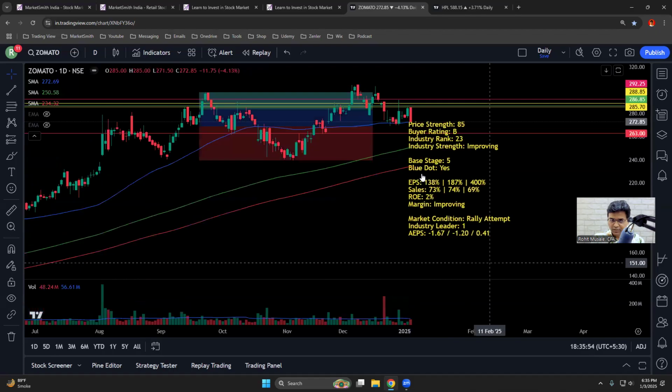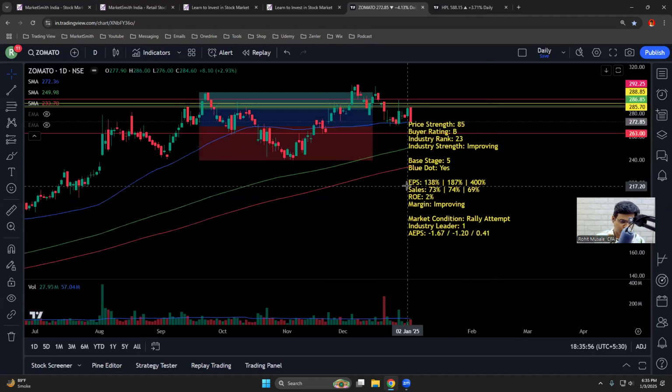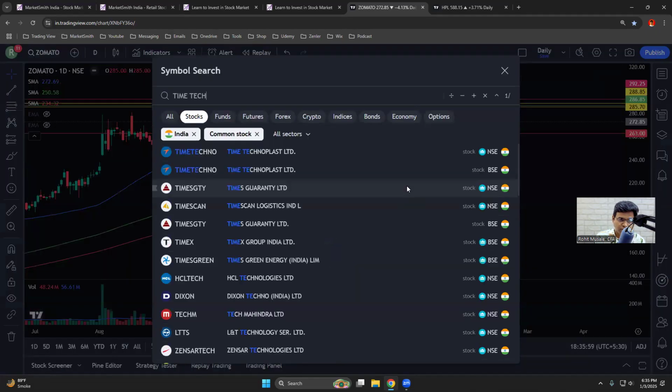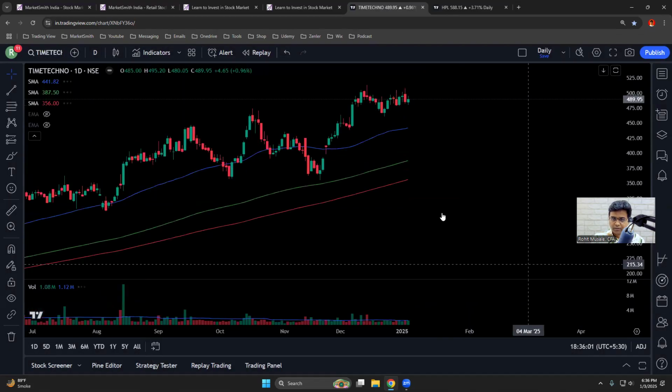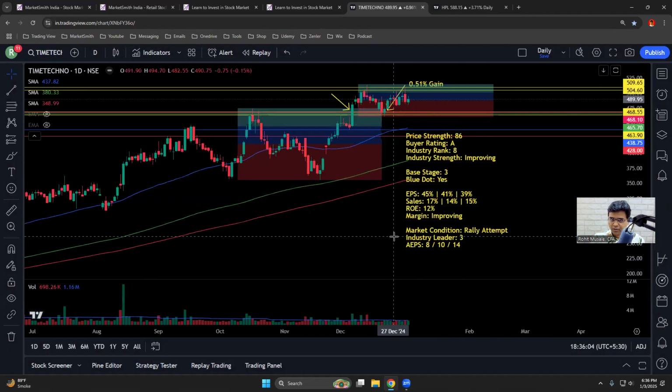These are leading stocks of the recent past. See, not much movement. In fact, it's going down. Then Time Technoplast. These are stocks that I sold recently. So have a look at these stocks.